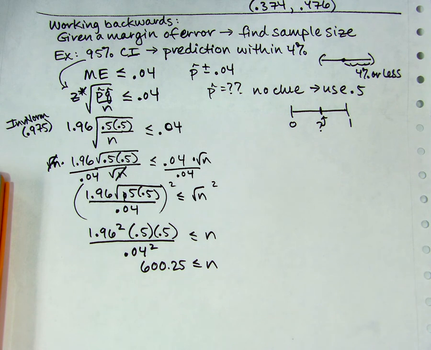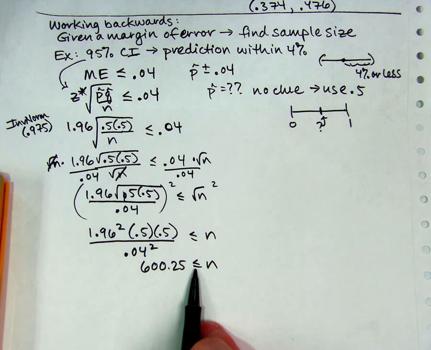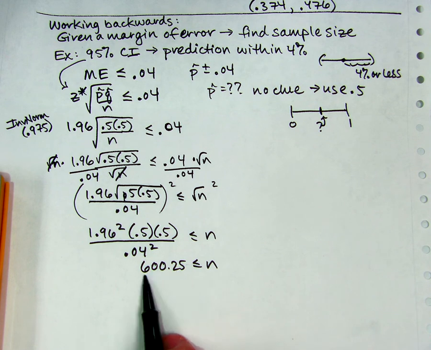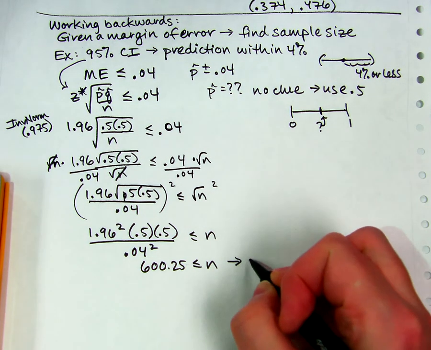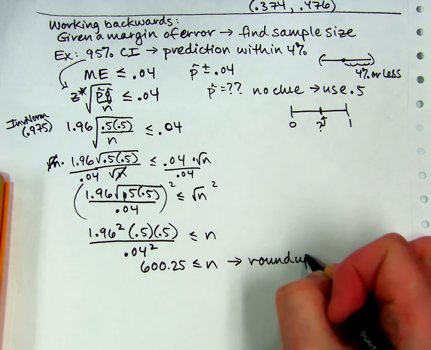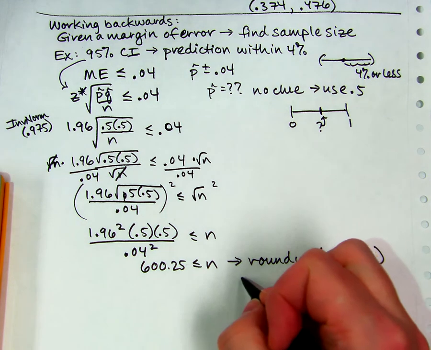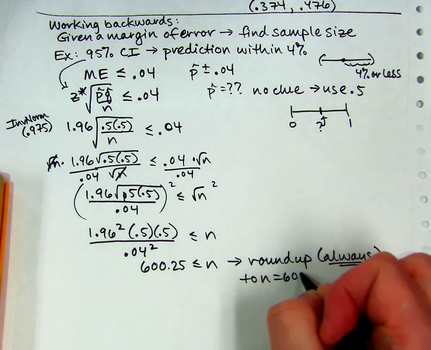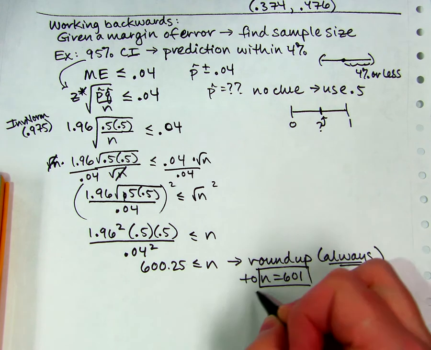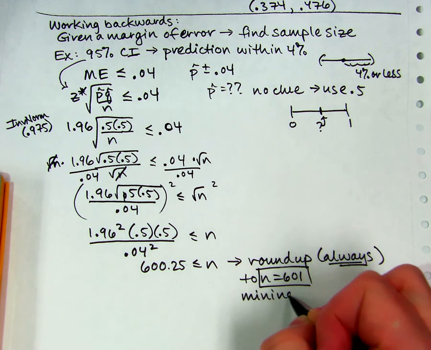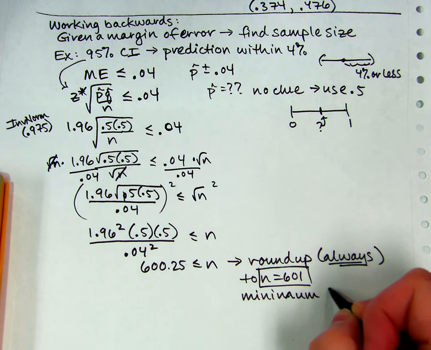All right. So will a sample of size 600 be big enough? I'm hoping if we were in class, somebody would say no. And the reason is this little symbol right here is not an equals. It's a less than or equal to, or n has to be bigger than or equal to this. I'm going to round it up, always round up on this type of problem, to n equals 601. That is my minimum sample size that I would need to get that particular margin of error.